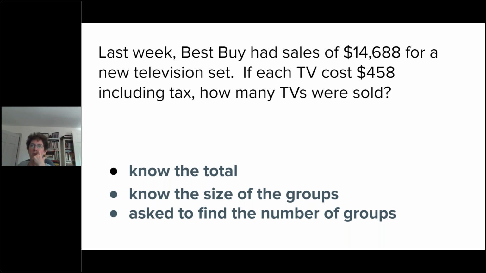And what would this division problem be? We're going to take our total, divide it by the number of dollars per TV, and that will give us the number of TVs that were sold. So $14,688 divided by 459, not 458, equals 32.